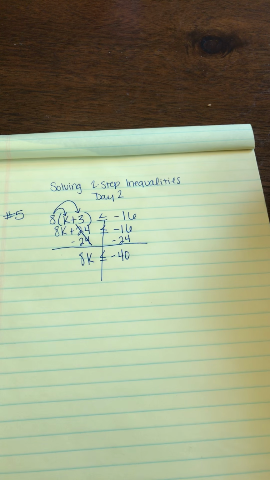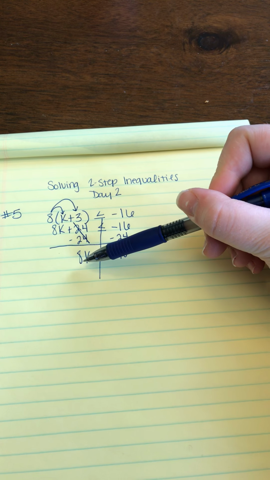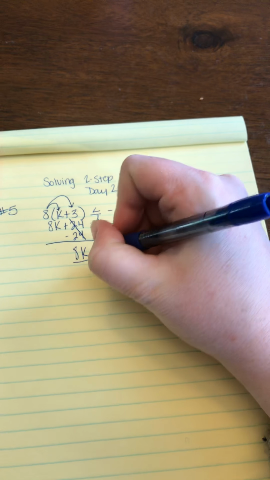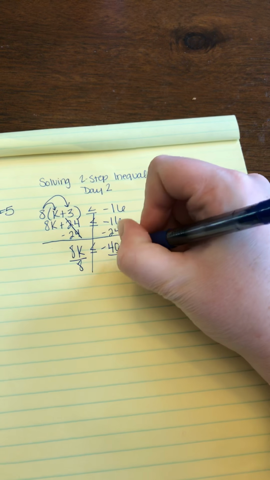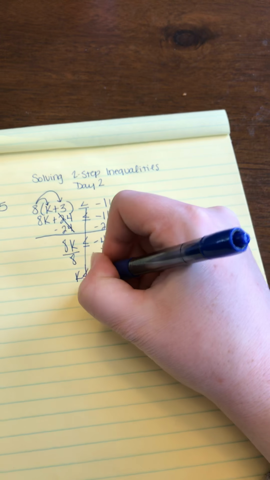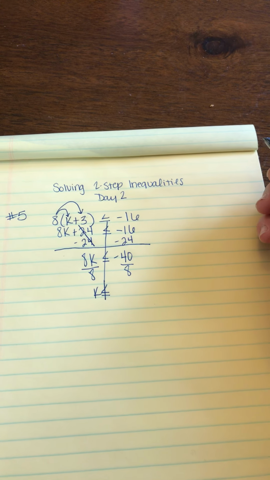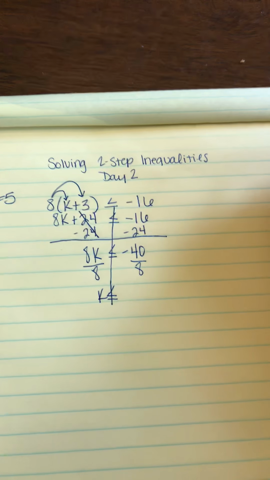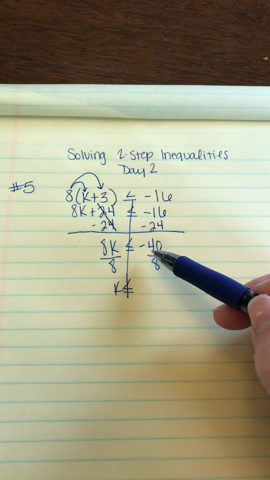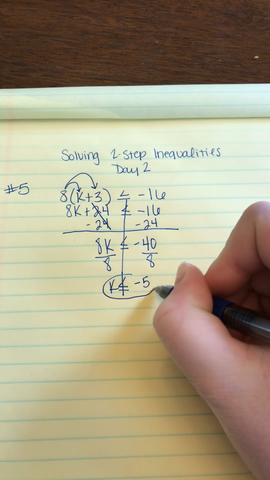Okay. All right, so now we have to get rid of the 8. The 8 is being multiplied by k, so the only way to get rid of it is its inverse operation, which is to divide by 8 on both sides. And that makes 1k. The inequality stays the same because the 8 that we divided by was positive. So remember from a couple months back, if it is a negative, then the sign would flip to its opposite. And then negative 40 divided by 8 would be a negative 5. And you're going to circle your answer.